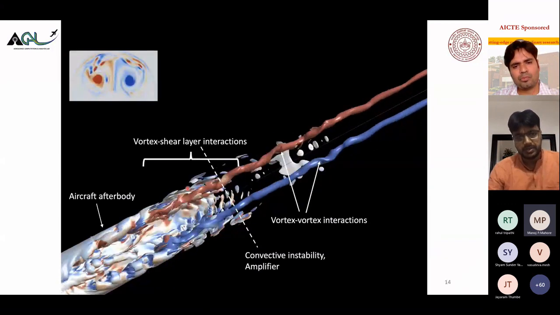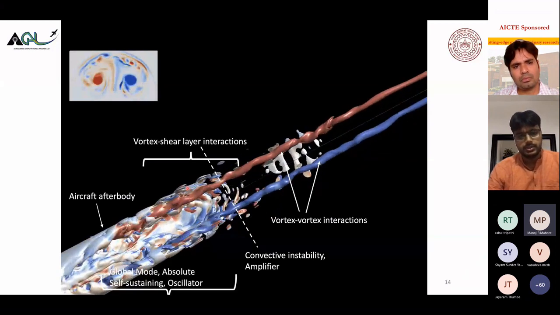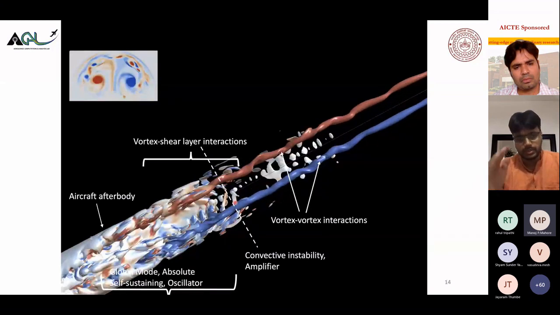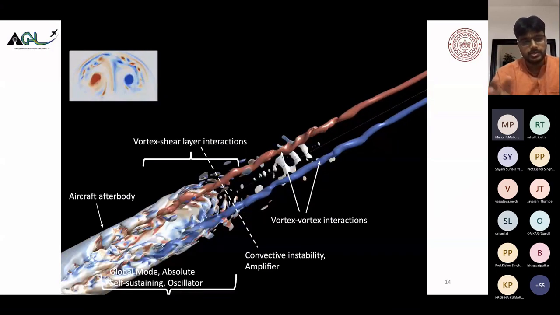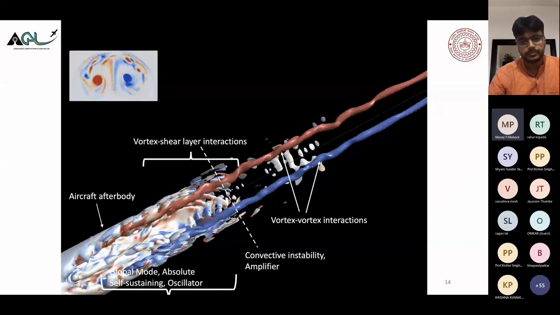And you will have different kinds of instabilities. I'll go into details on those things, whether it is the instability on the vortex, the convective instability, or instability at the base. At the base there is also a flow, and there could be a global mode there.